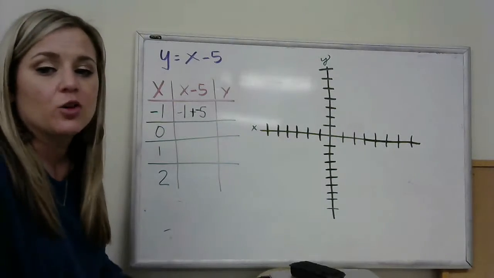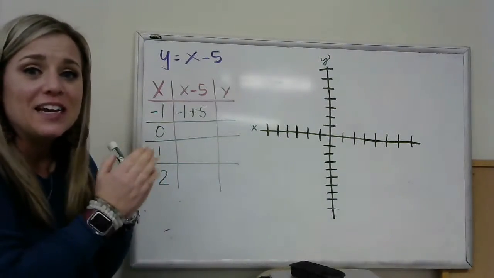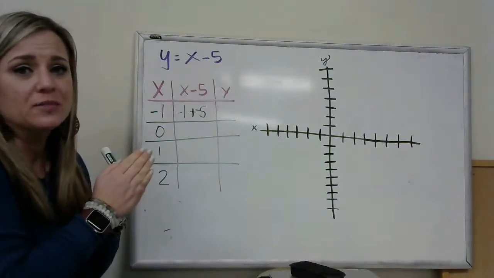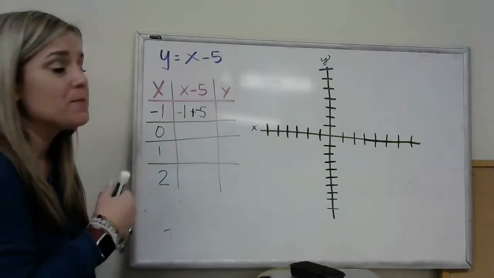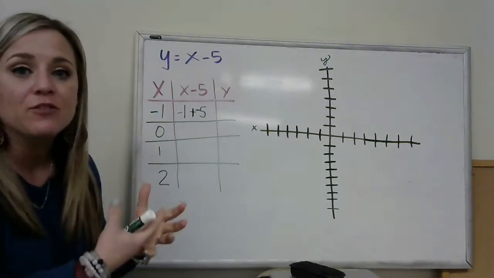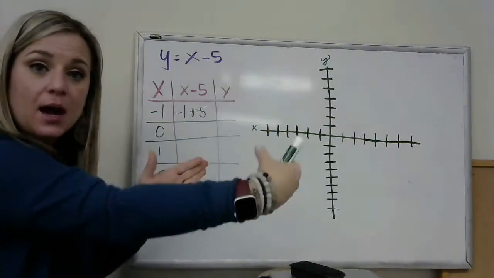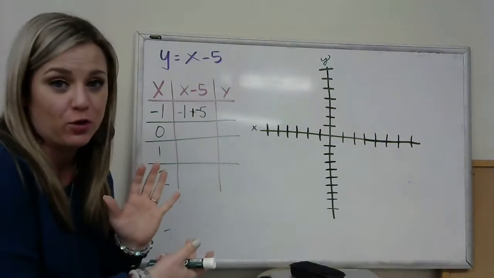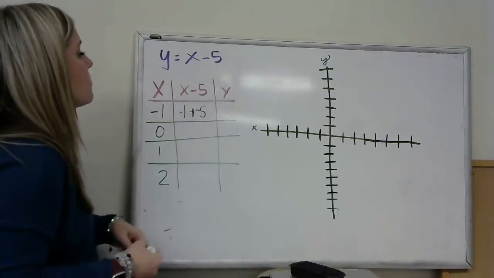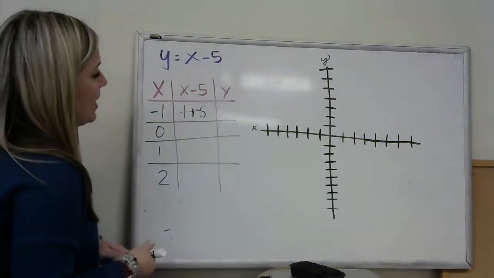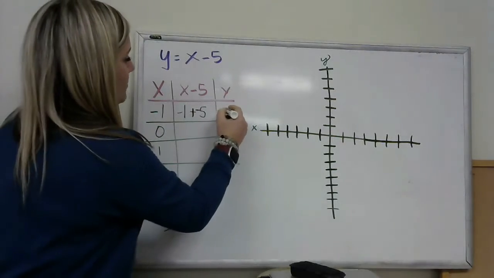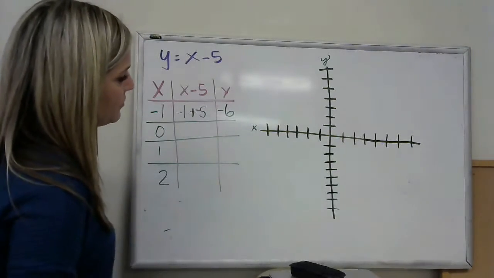So do you see how learning integers that you did last year, adding and subtracting integers, it's coming with you. You have to understand what you do today because it's coming back. You're learning it for a reason, okay? So -1 plus -5 is -6, okay?